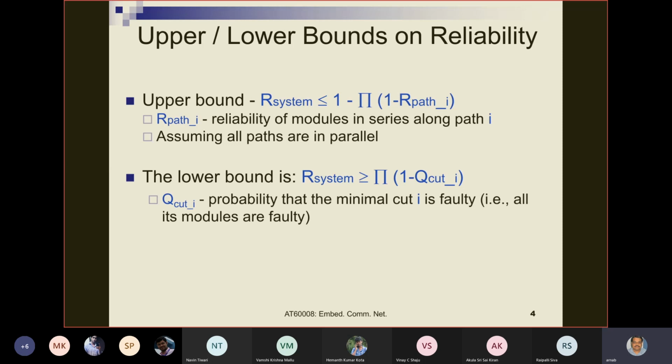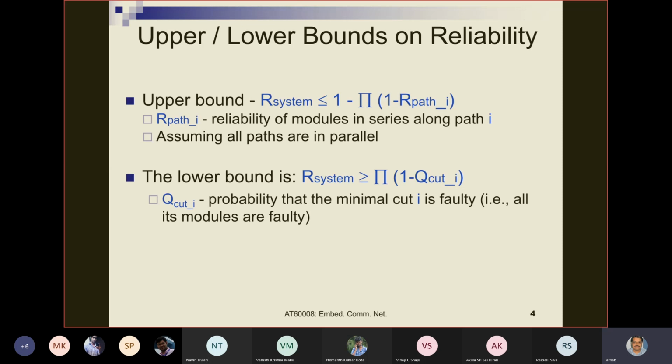A cut set is a cut of the system. A cut set is a subset of modules in the system which, if all these modules in this cut are faulty, then the system cannot work at all. Take any cut: if all modules in this cut do not work correctly, then the system can never function. So we are finding a lower bound.